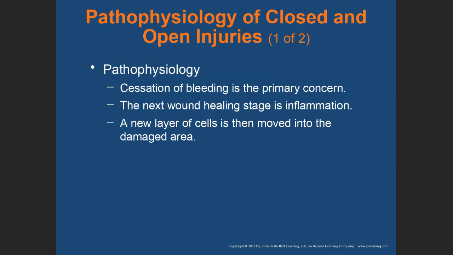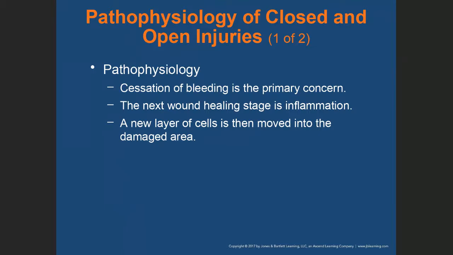Now that we have reviewed the anatomy and physiology, which you should be very, very familiar with at this point, let's look at the pathophysiology. What are we going to see if something is wrong? Now, pathophysiology. Cessation of bleeding is a primary concern. The next is wound healing, and this is a stage of inflammation. A new layer of cells is then moved into the damaged area.